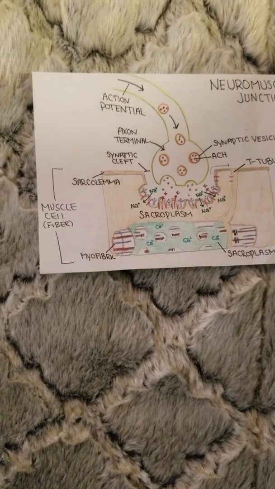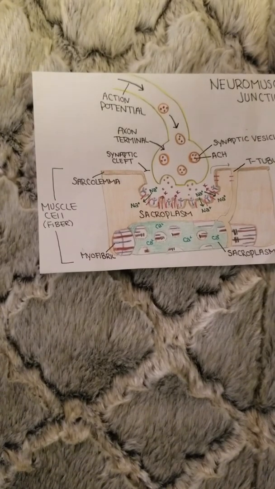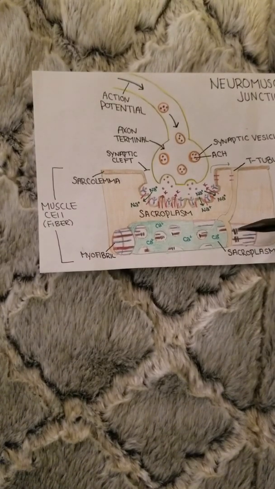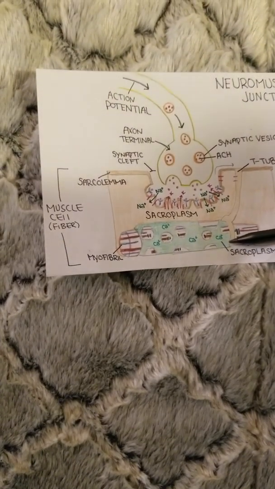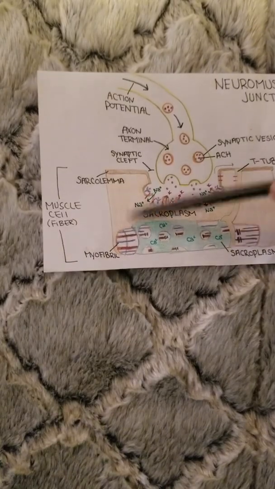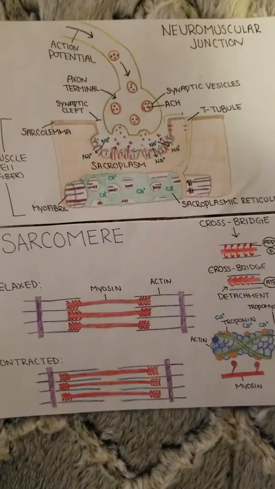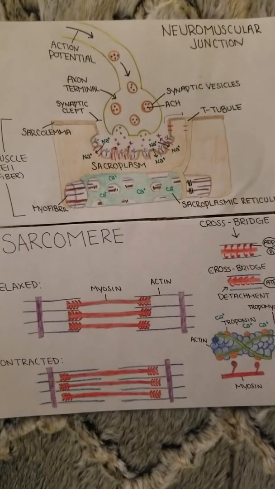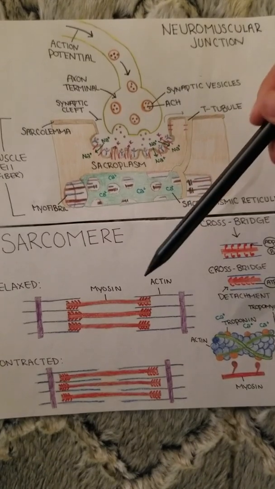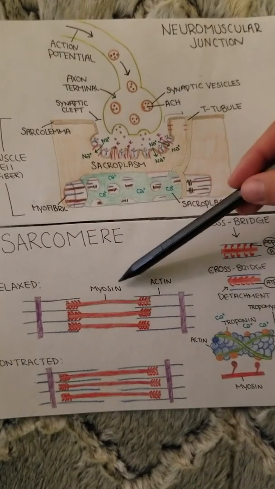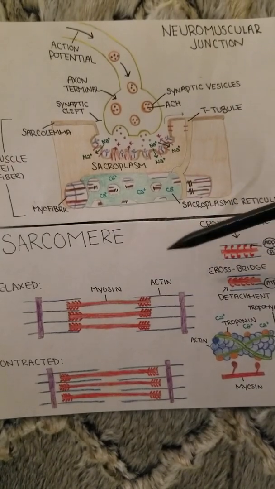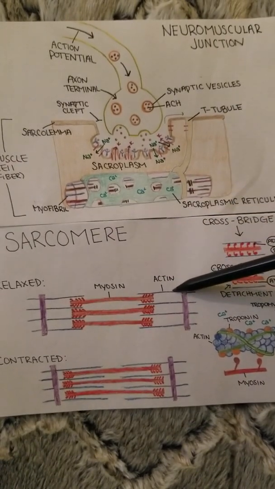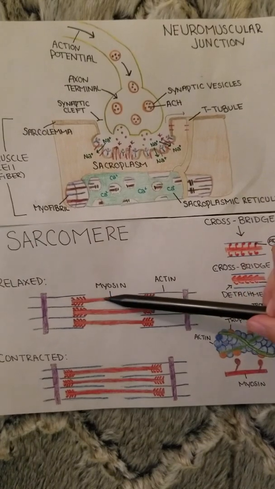The calcium released from the sarcoplasmic reticulum reaches the myofibril, which contains myofilaments. So the myofilaments are proteins called actin and myosin. The sarcomere contains the thin actin filament and the thick myosin filament.